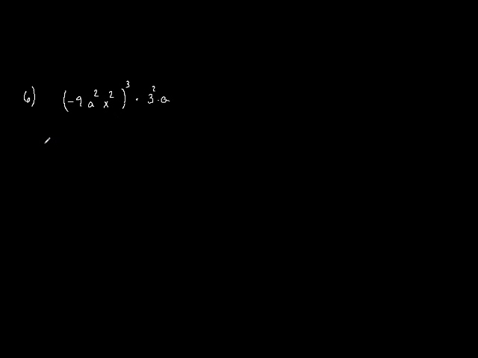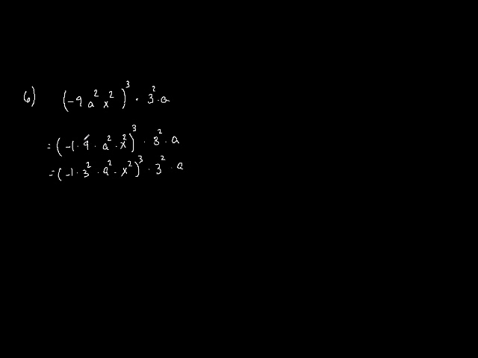Now, the first step I'm going to do is rewrite what's inside my bracket to something that I can use more effectively. I notice that negative 9 I can rewrite as negative 1 times 9 times a squared times x squared, bracket to the power of 3, times 3 squared times a. Also, I know that 9 can be written as 3 squared, so this is equal to negative 1 times 3 squared times a squared times x squared, cubed, times 3 squared times a.